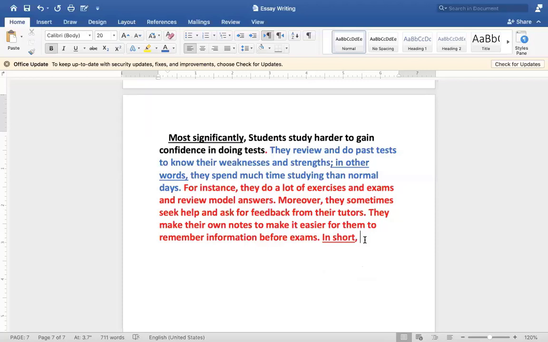So in short, for example, exams put a pressure on students to work harder to gain confidence and marks.